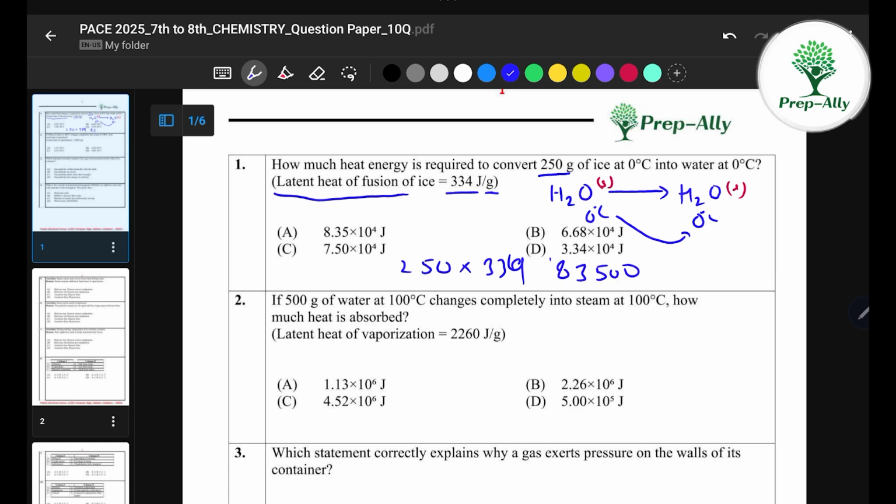83500. And the same thing I can write as 8.35 into 10 to power 4. This is another way of writing the same thing. So that's why option A is correct.